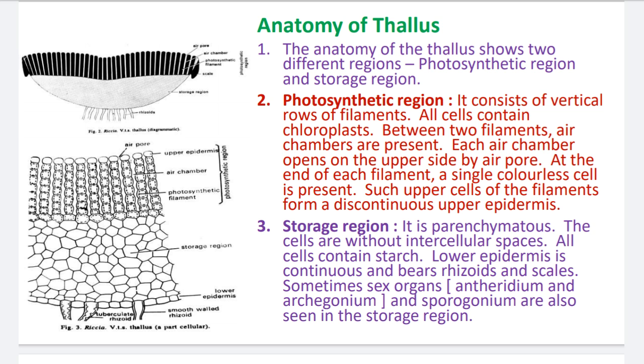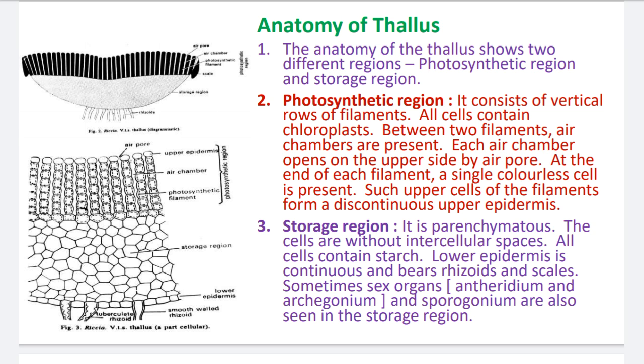Point number two, photosynthetic region. It consists of vertical rows of filaments. The cells are arranged in a vertical direction like filaments. All cells contain chloroplasts. Each and every cell has chloroplasts. Between two filaments, air chambers are present. In between two filaments, the air spaces are there. These air spaces are called air chambers. Each air chamber opens on the upper side by an air pore. These air chambers open to the upper epidermis with the help of a small pore called the air pore. Pore means small hole.